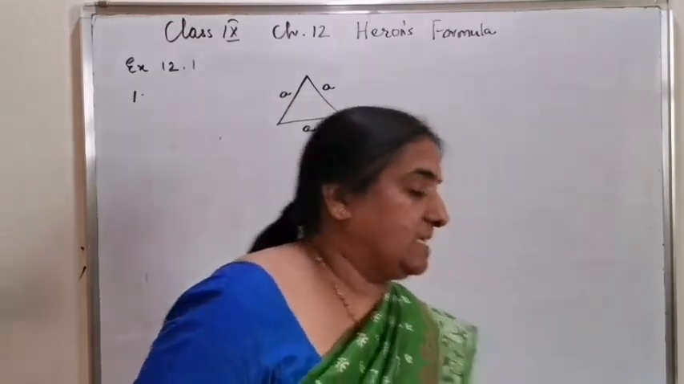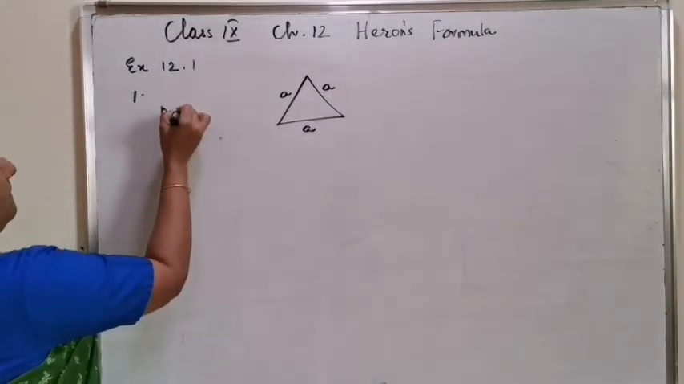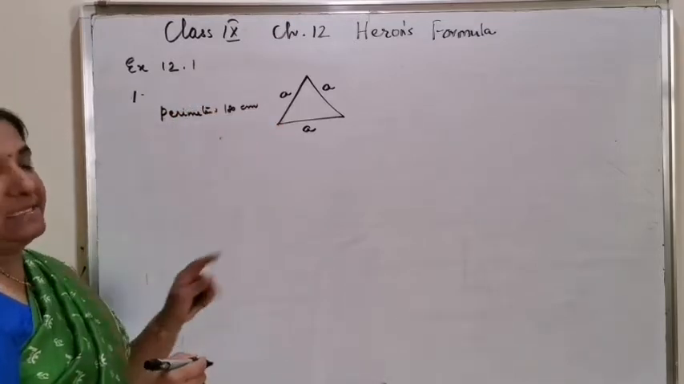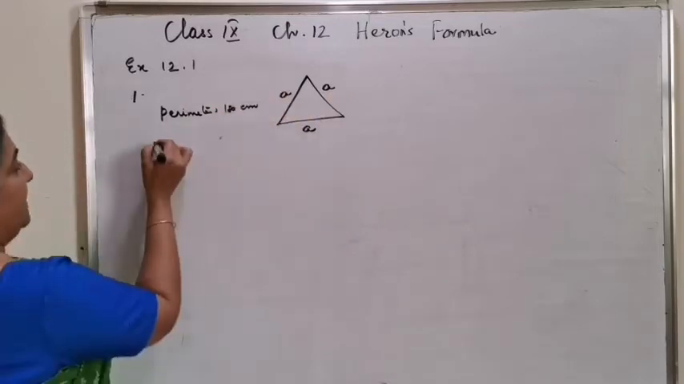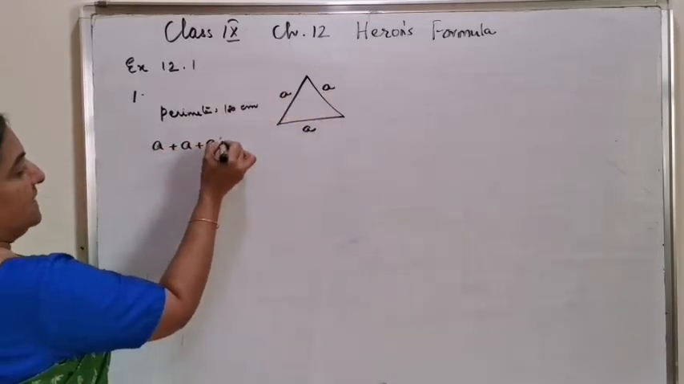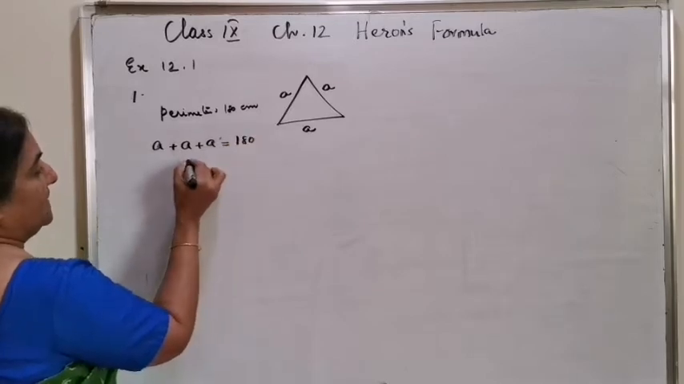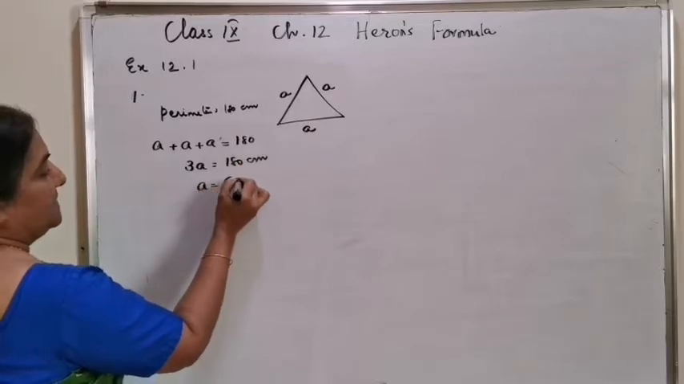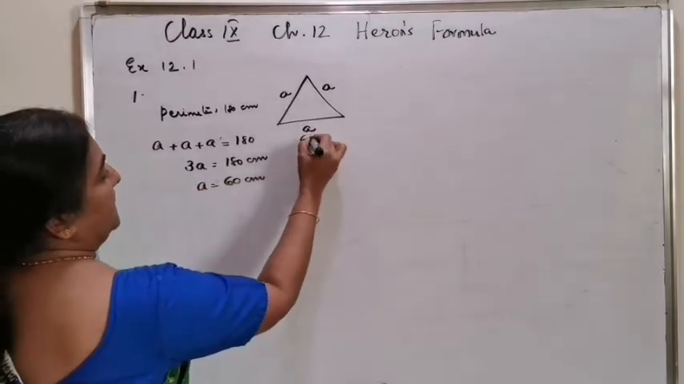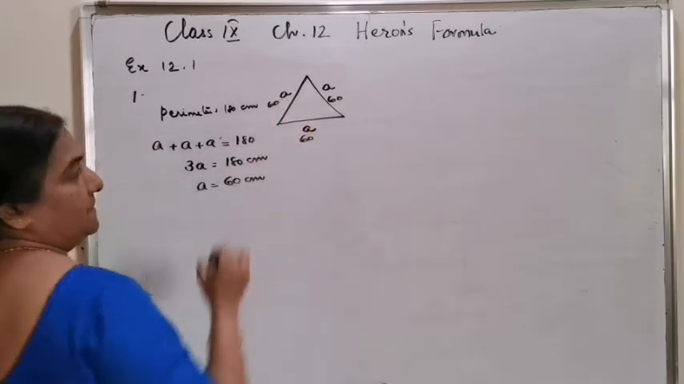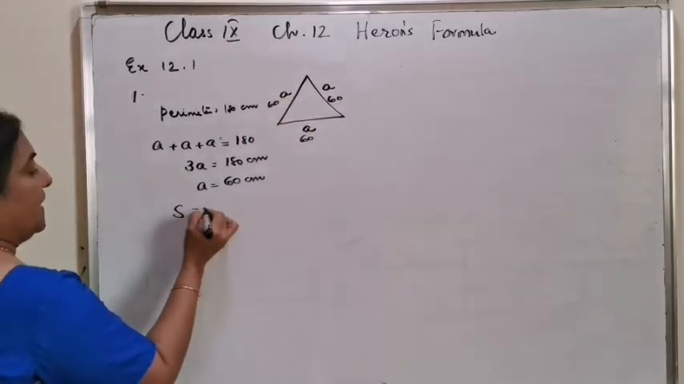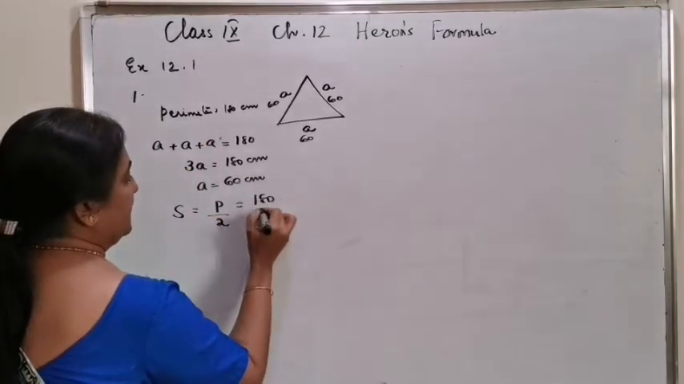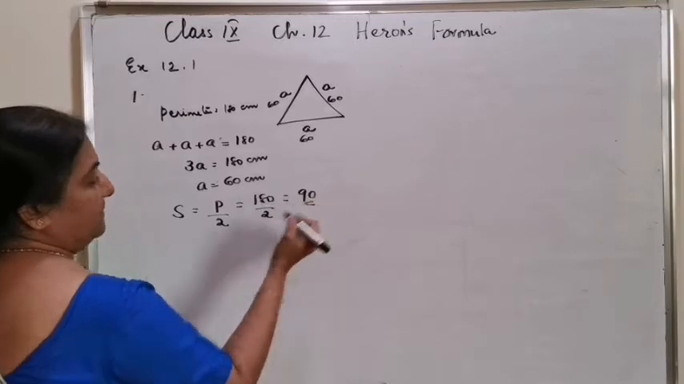The perimeter is given as 180 centimeter. That means A plus A plus A, perimeter is the sum of all the sides, is equal to 180. 3A is equal to 180, or A value is 60. So that means 60, 60 and 60. And now S value is perimeter divided by 2. No need of adding again. It is 180 divided by 2, which is 90.